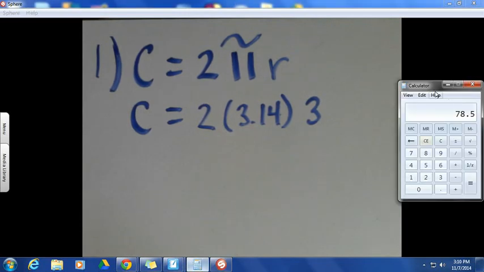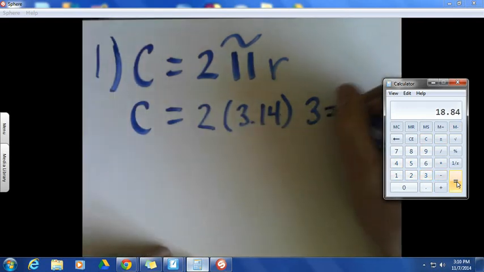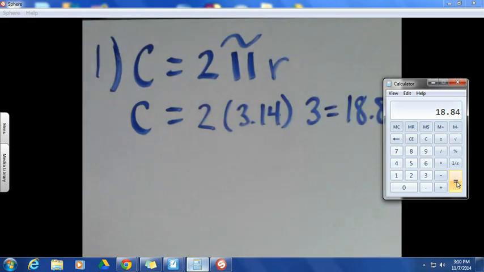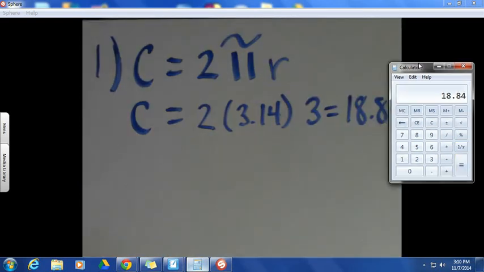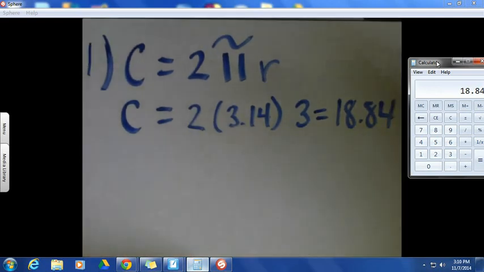So let's use the calculator. 2 times 3.14 times 3 equals 18.84. So we found the circumference of this circle.